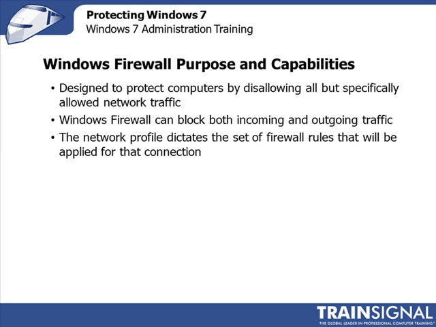Now, the network profile dictates the set of firewall rules that will be applied for that connection. So if you've connected to a public network, there could be one set of firewall rules. If you're connected to a private network, a home or work network, there may be another set of firewall rules. And there could be even a third set of firewall rules for domain-connected computers. Remember, domain-connected computers are generally more trusted than your typical everyday work or home computers, and even much more trusted than public computers. So you may actually relax your firewall settings a little bit for domain-connected computers.